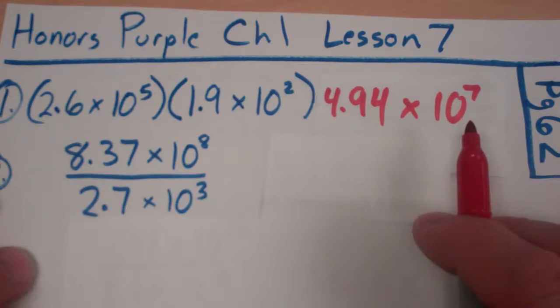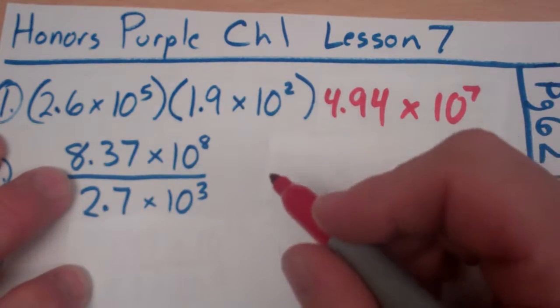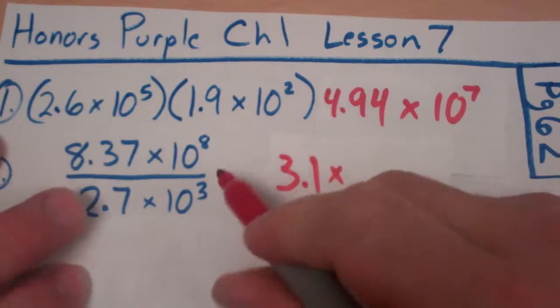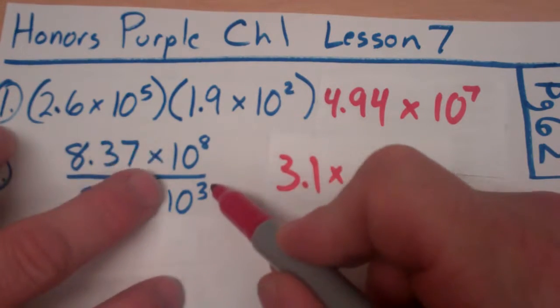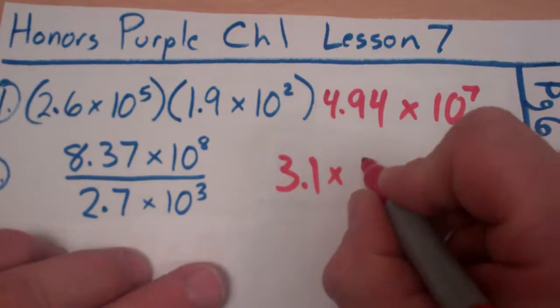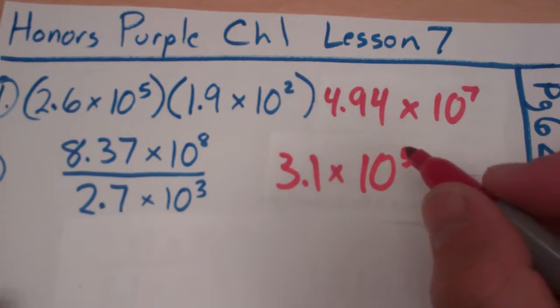Number 2 is similar, only it's a quotient, so I would, again, divide these numbers. I get 3.1 times, and then 10 to the 8th divided by 10 to the 3rd. Remember, quotient means I'm going to subtract these exponents. 8 minus 3 is 5, so I would have 10 to the 5th power. Look back at it, still fits scientific notation.